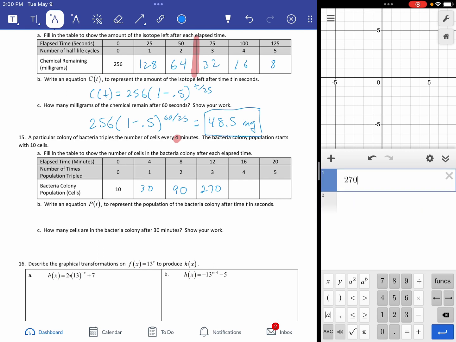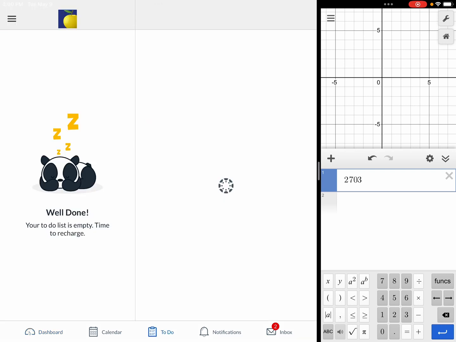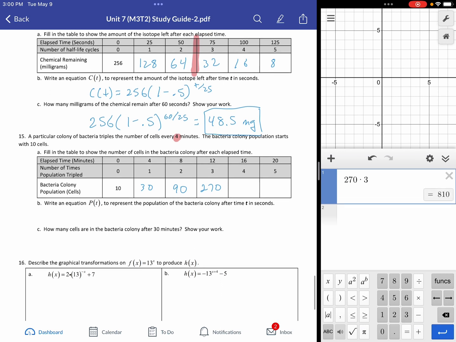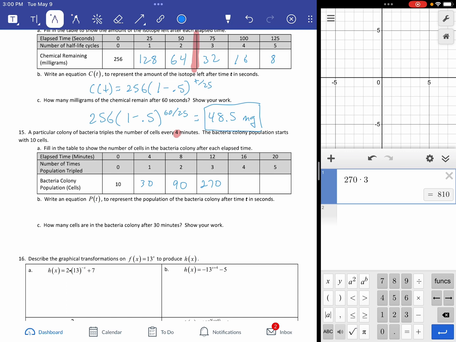270 times 3 is 810. And 810 times 3 is 2,430. Okay, so that also changes our multiplier, our common ratio. So we start with 10. We don't have a 1 plus or minus anything because we're talking about tripling. So we're going to multiply by 3 to the t over 4 minutes.